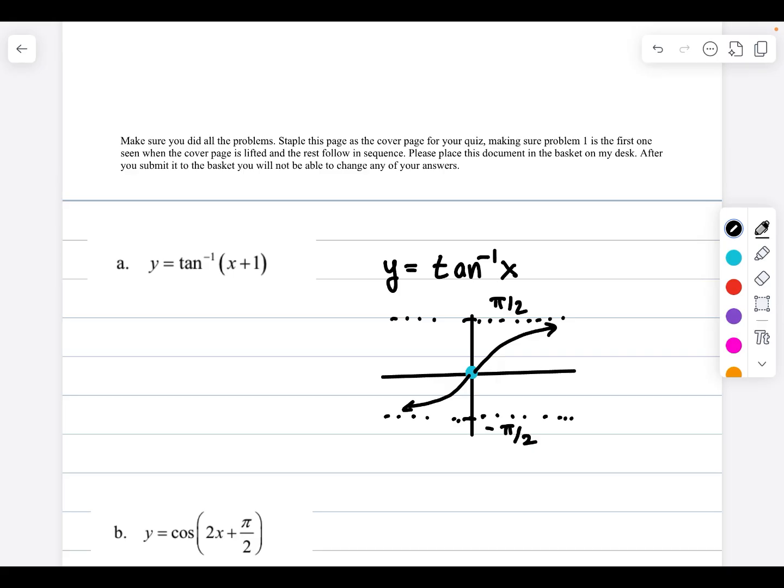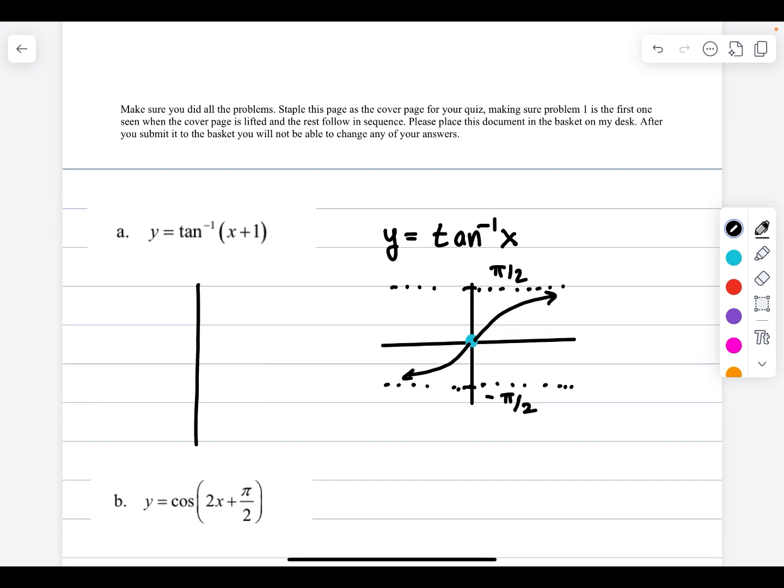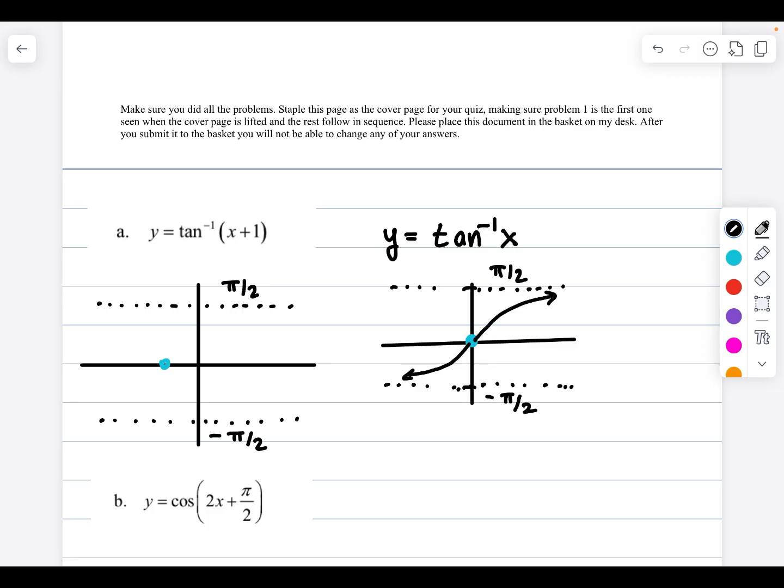Now, the problem you're being asked to graph is a shift of the graph I just drew, arctangent of x, to the left 1 unit. So I want to take that function there. We're shifting it to the left 1 unit. If I'm shifting the horizontal asymptotes to the left, they're going to stay at pi over 2 and negative pi over 2. Only if I shift the graph of arctangent up or down would those change. And now here's my curve.